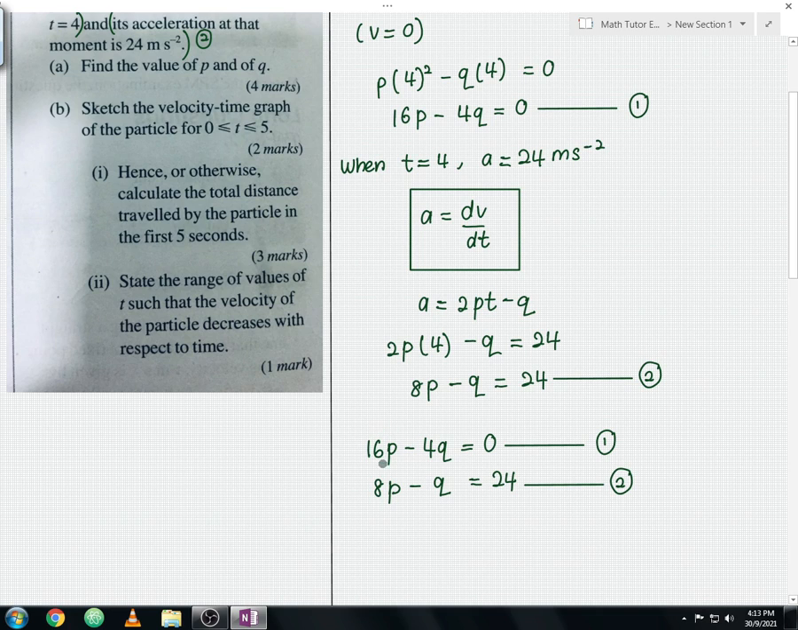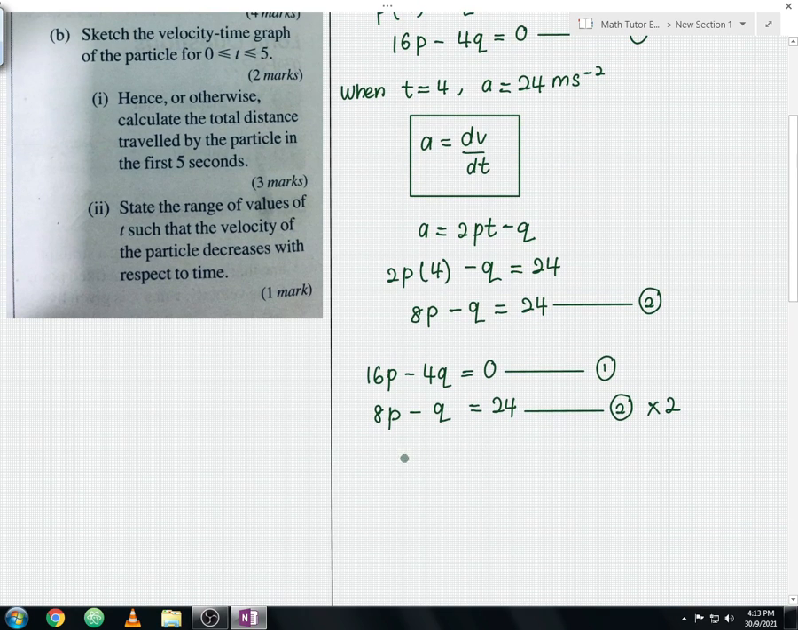So since you want to eliminate the variable p, equation 2 you need to times the whole equation by 2. Okay, so from here you update this equation. This equation you can just copy paste since it has no change. However for the below one there will be some changes, where your new equation will be 16p minus 2q equals to 48.